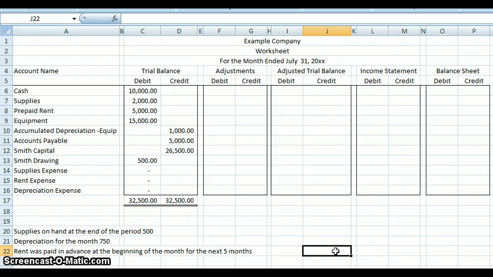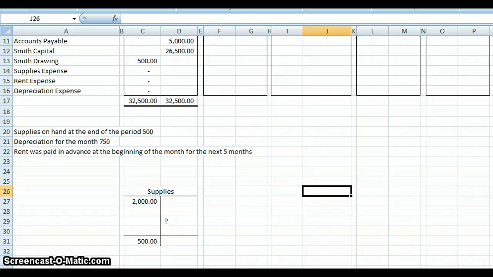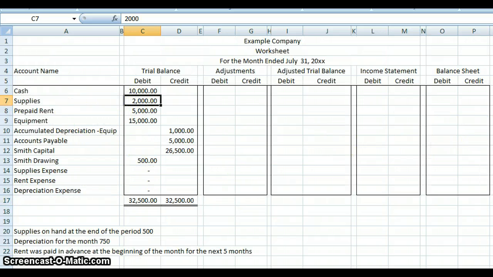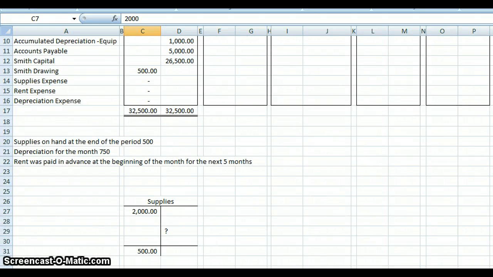So I'm going to scroll you down. At the bottom of the sheet, scroll down a little bit more so we can see it, I have a T account that relates to supplies. So I have supplies on hand, $2,000. I did take that from the trial balance here, supplies $2,000, and I put that in as my beginning balance of supplies. And then I created my T so that my ending balance is $500. The statement said supplies on hand at the end of the period is $500. So that would be the balance at the end. That's how much you would expect to be in that account.